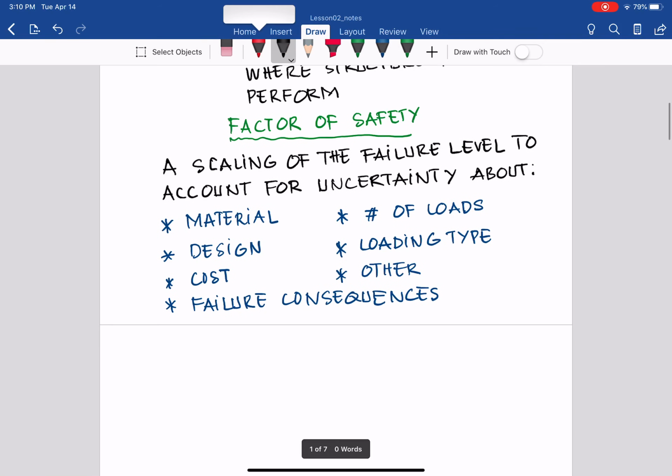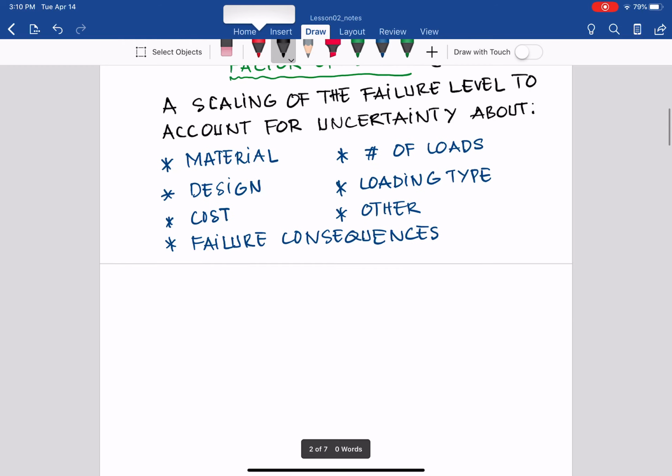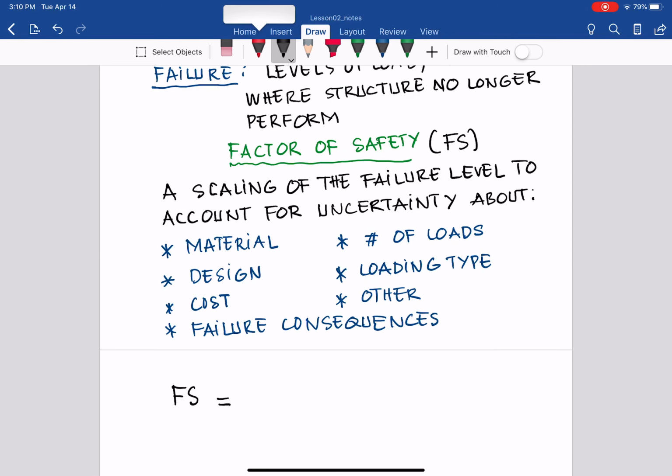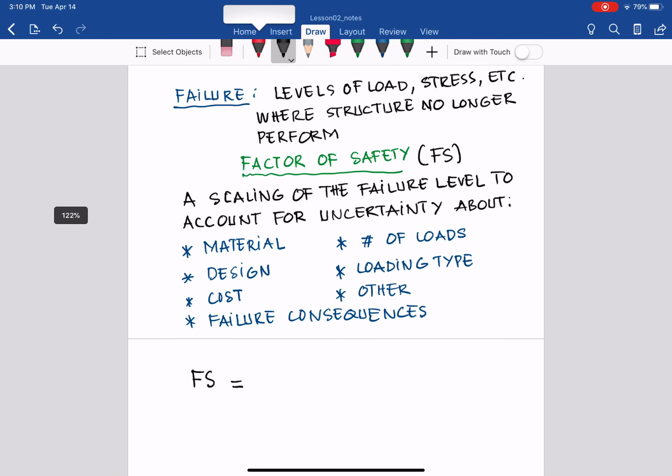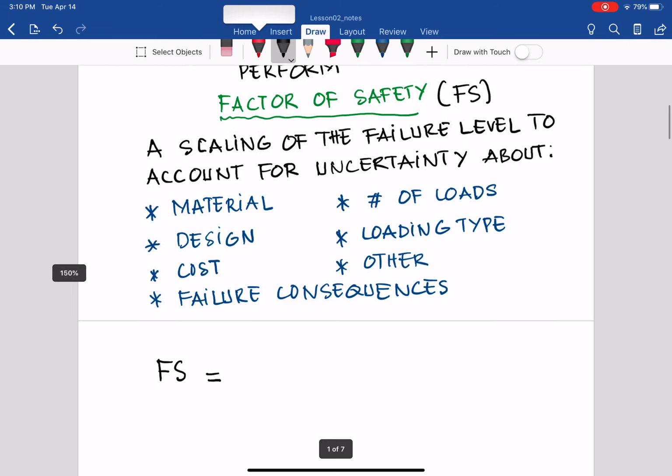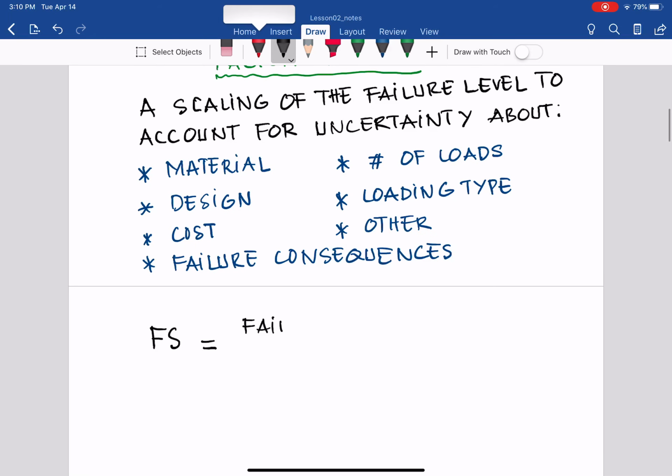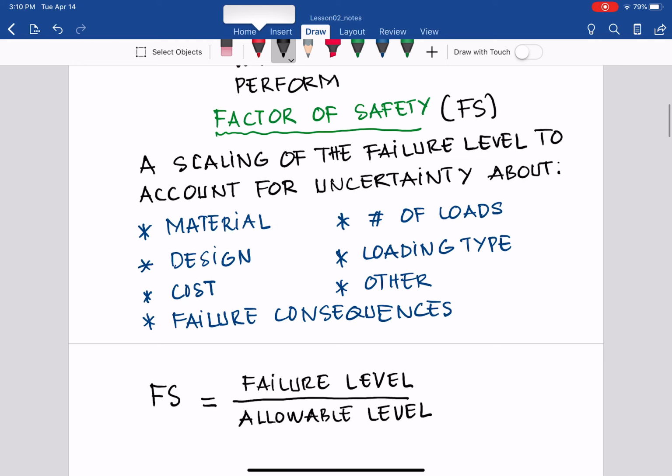Basically, the factor of safety, let me call that FS, factor of safety. So in this case, the factor of safety FS is equal to the failure level divided by the allowable level. And those are the levels that we defined in the terminology above.